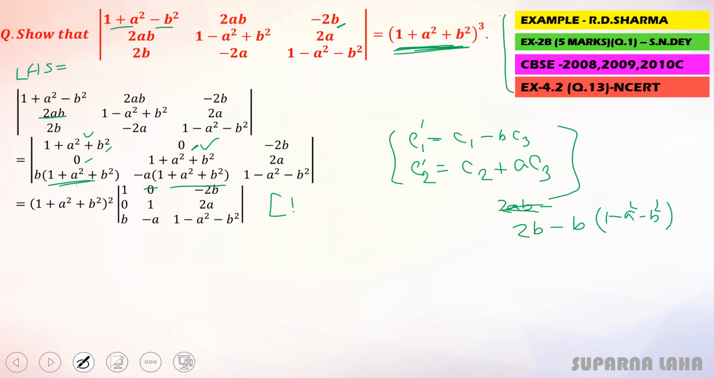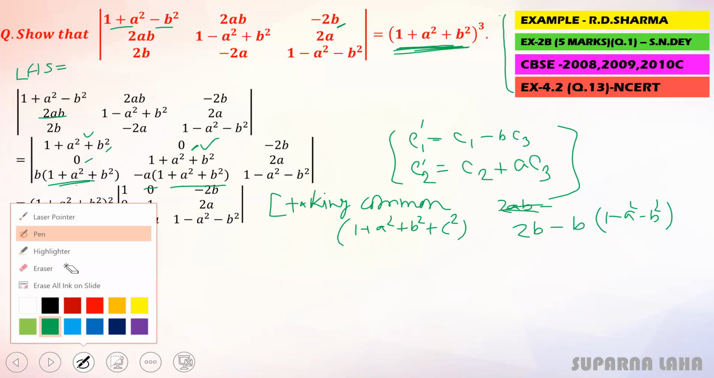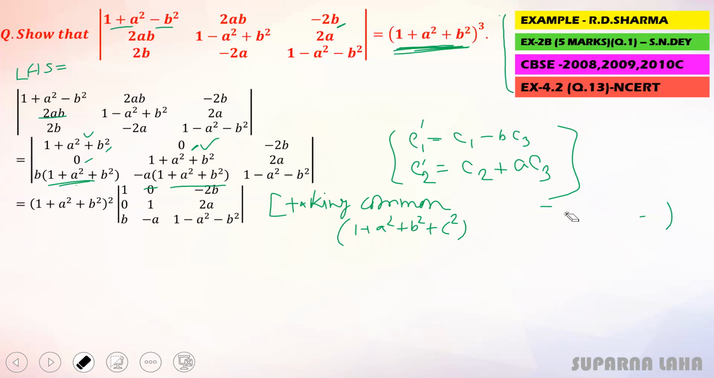So what we'll do, let's take common 1 plus a square plus b square from C1 and C2. So that will be 1, 0, b, 0, 1, minus a, and this third column will remain the same.